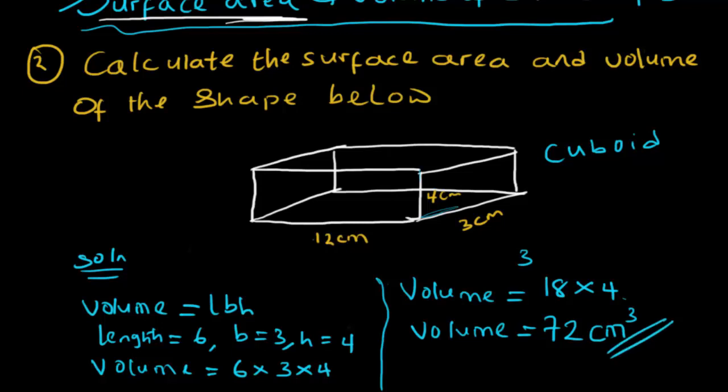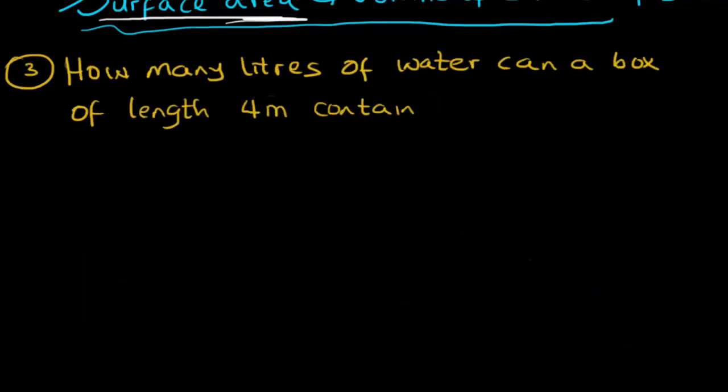Now, do you understand this? If you do, let's take one more example. How many liters of water can a box of length 4 meter contain? Now remember, in this case, the box is cubic. So basically, we are told to find the volume of a cube. Now let's solve this.